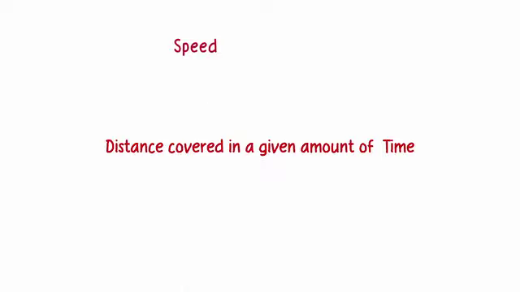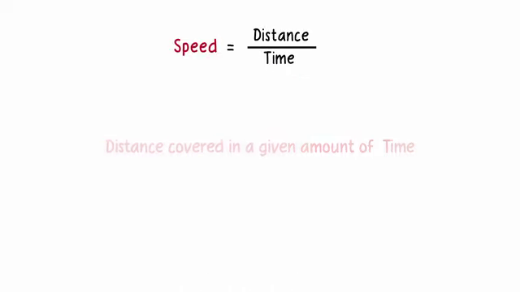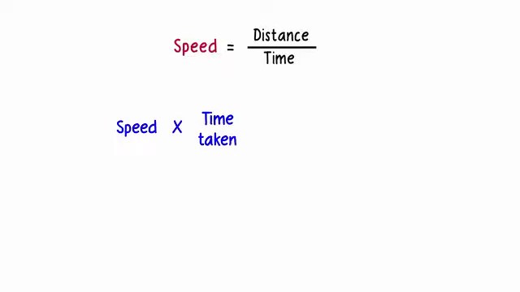We know that speed is the amount of distance covered in a given amount of time. In other words, distance covered over the time taken to cover that distance. Simply put, it tells us how fast an object moves. Also, if we know the speed and time taken to cover a distance, we can easily find the distance covered.